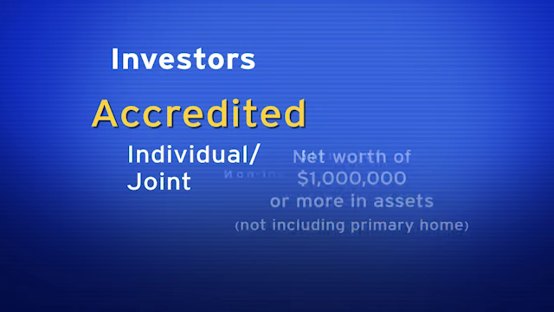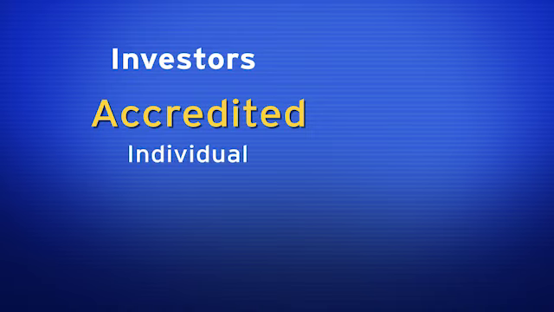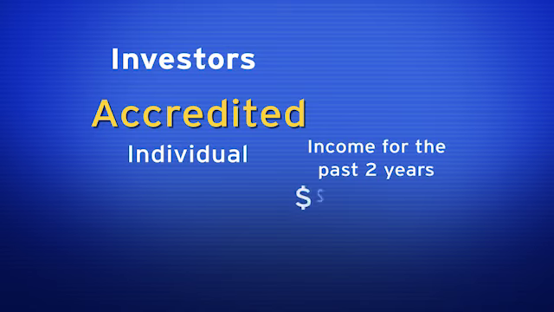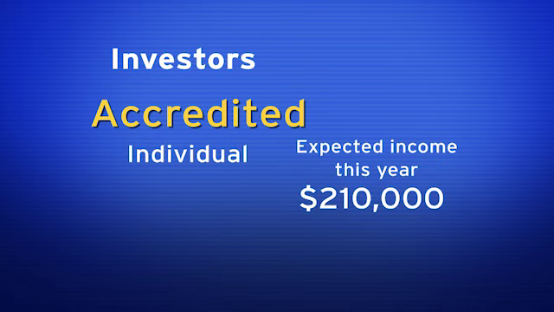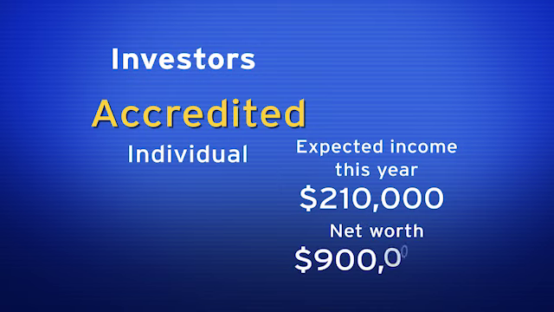Now, let's run through some examples of an accredited investor. Let's say that we have a person, an individual, filing taxes as an individual. Past 2 years, their income was $205,000. They expect to earn $210,000 this year. Their net worth is $900,000, not including their primary home. Would they be defined as an accredited investor? They would. Their income got them there. $205,000 in each of the past 2 years. Expect $210,000 this year. If the income gets a person to the accredited status, we don't need to worry about net worth.